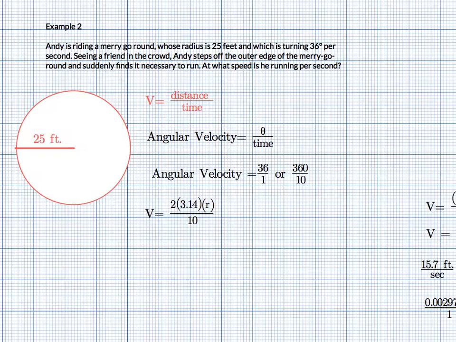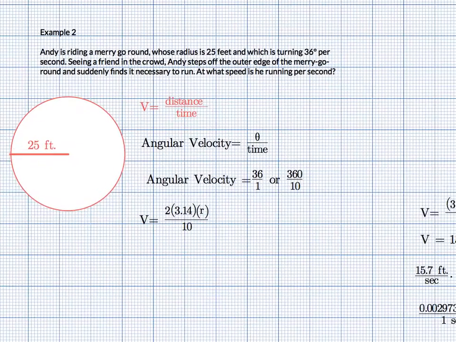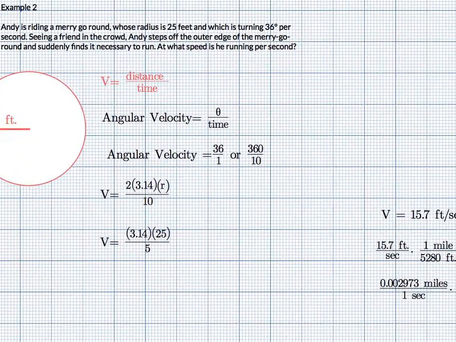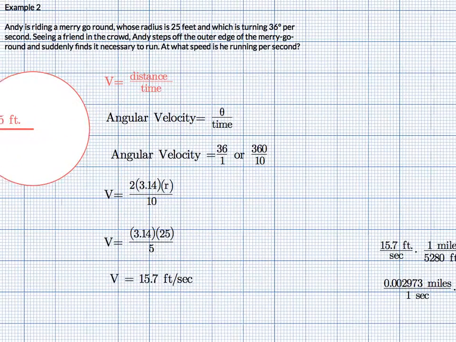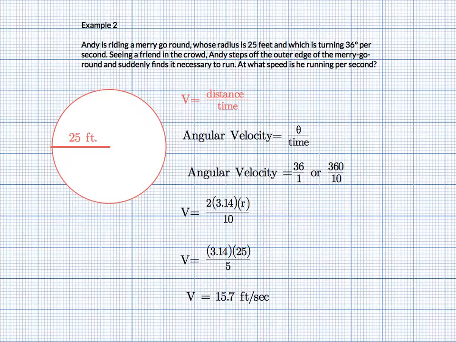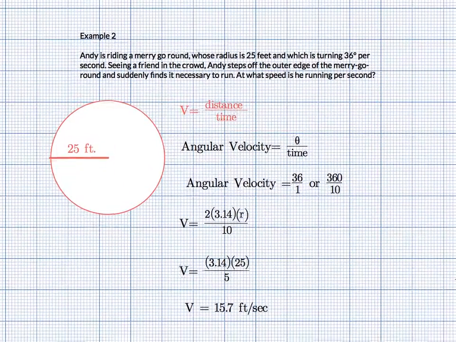So we can have our linear velocity equal 2 times 3.14 pi times the radius, this is the circumference, over 10, the 10 seconds. And once we plug in these numbers, we get our velocity to be 15.7 feet per second. And that is the answer.